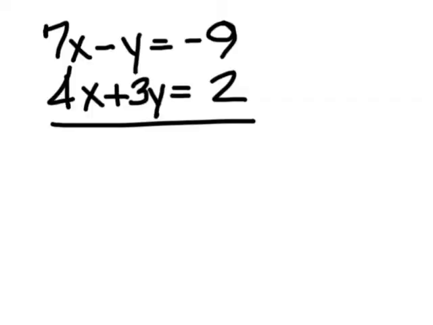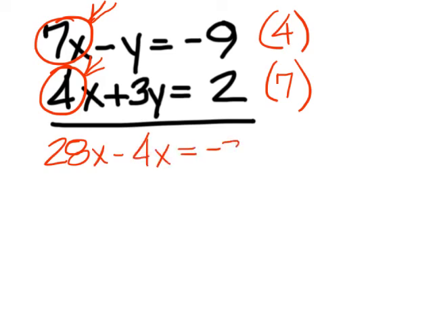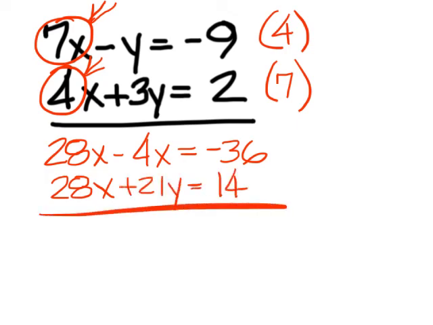7x minus y equals negative 9. And 4x plus 3y equals 2. Solve the system of equations. Answer to the problem. 7 and 4 have a least common multiple of 28. So to get a 28 in this position, I would have to multiply by 4. And to get one here, I would multiply by 7. On the top, you'll get a 28x minus 4y equals negative 36. And on the bottom, 28x plus 21y equals 14.